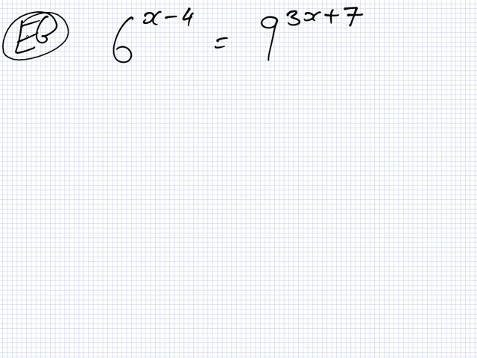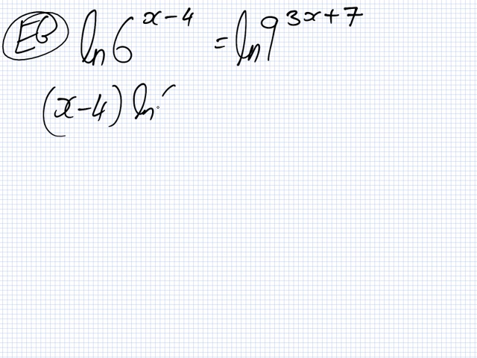So actually you do it the same way. You put log on both sides. So there's a log here and there's a log here. But the power is just a little bit bigger. So now we have x minus 4 comes down. Log 6 equals 3x plus 7 log 9.